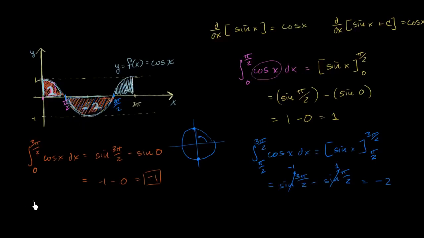Let's try that out. So if we go from 0 to 2 pi of cosine of x dx, this is going to be equal to sine of 2 pi minus sine of 0, which is equal to 0 minus 0, which is indeed equal to 0. Now, clearly there was area here, but all the area that was above the x-axis netted out with all the area that was below the x-axis.